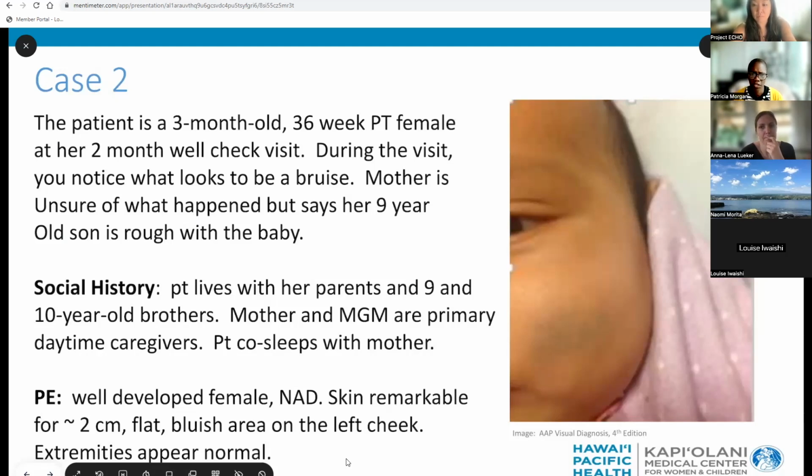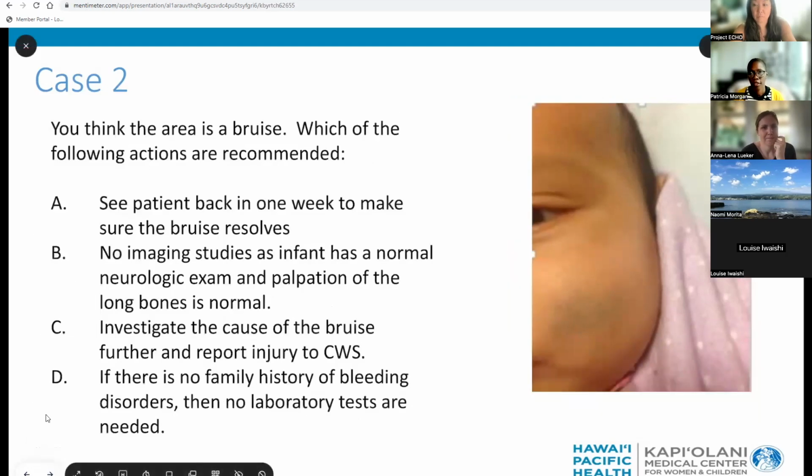On exam, she's well developed and not in any acute distress. Her skin is only remarkable for the area as noticed here, which is about 2 centimeters on the left cheek, and the extremities appear normal. So you think that the area is a bruise. Which of the following actions are recommended for this little one?